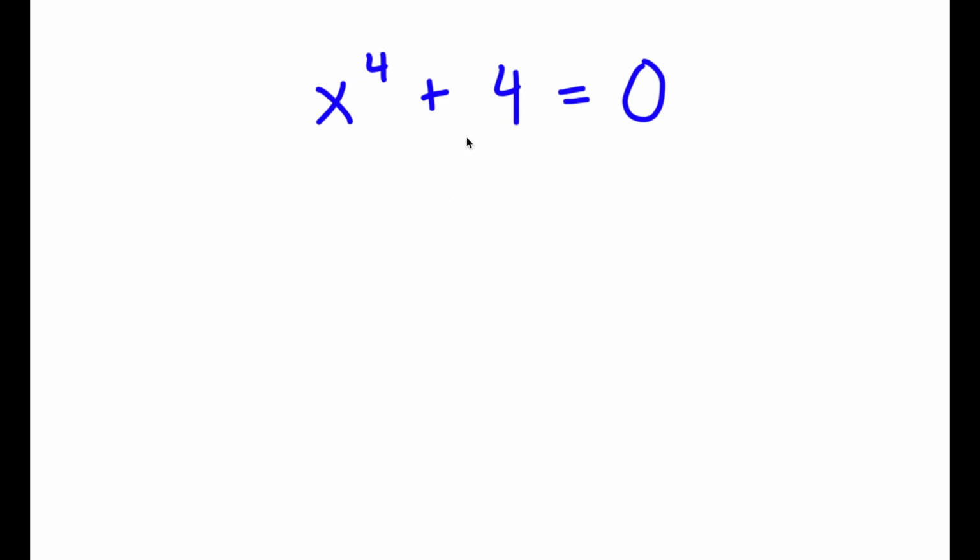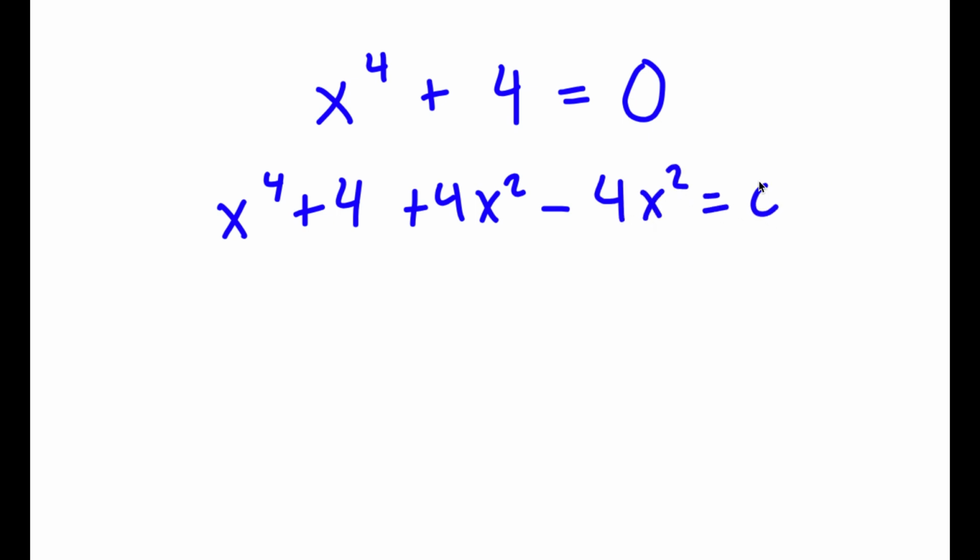Alright, so in this problem, I have x to the power of 4 plus 4 is equal to 0. So to solve this problem, I'm going to start by adding as well as subtracting 4x squared on my left-hand side. So now I'm going to have x to the power of 4 plus 4x squared minus 4x squared is equal to 0. So 4x squared minus 4x squared is simply 0, so this doesn't really do any illegal changes.